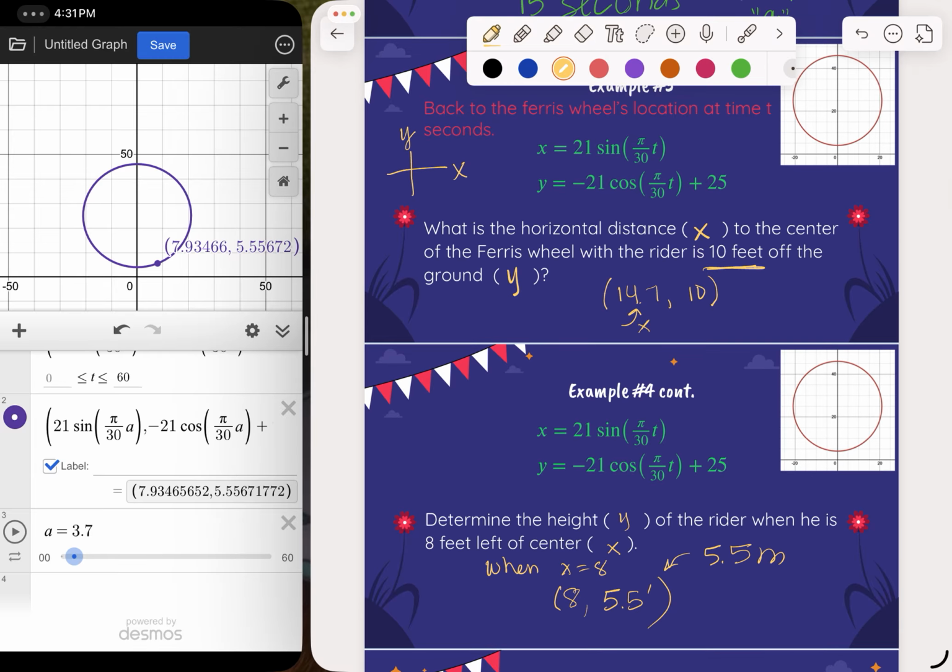So the two topics today, again, were using our calculator and finding the missing value when we knew one of them, and using algebra to find the missing parameter, or find the missing coordinate when we knew the parameter.